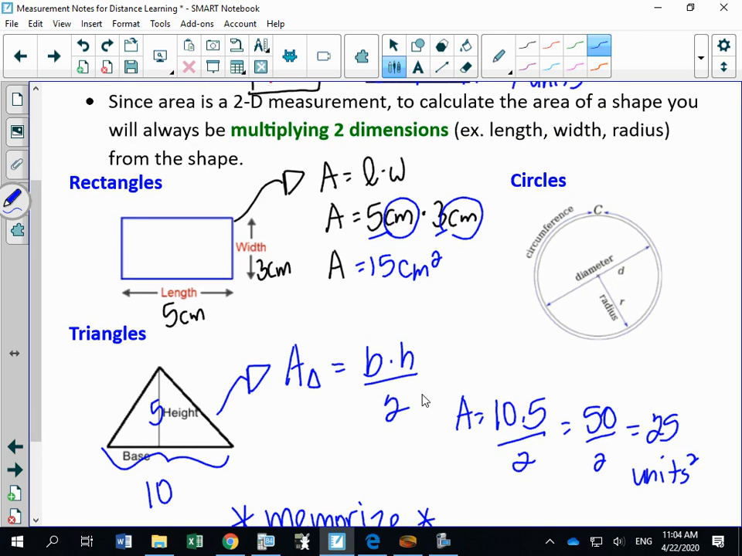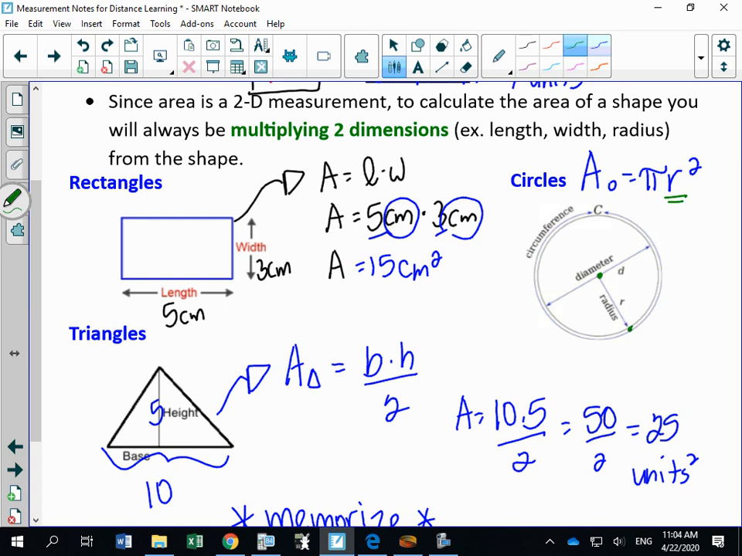For a circle, the area of a circle is equal to pi r squared. And r is the radius of the circle. And remember, the radius of the circle is the distance from the center of the circle to the outer edge of the circle. That would be the radius of the circle.